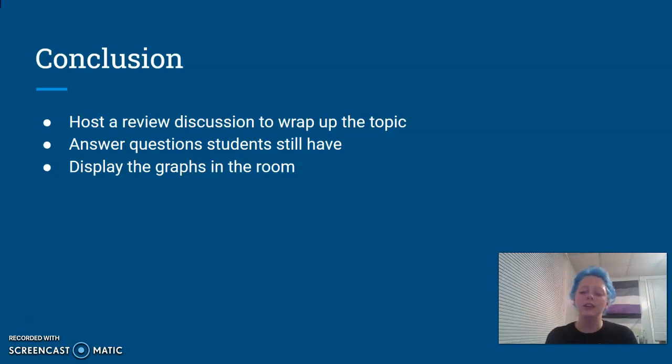And lastly, you're going to display the graphs in your room. I think this is one of the most important parts because when a student sees their work up on the wall, it not only shows them that they have an important place in the community of the classroom, but it also proves as a physical demonstration of the fact that they just learned something new. And for a young learner, that can be the most exciting thing.